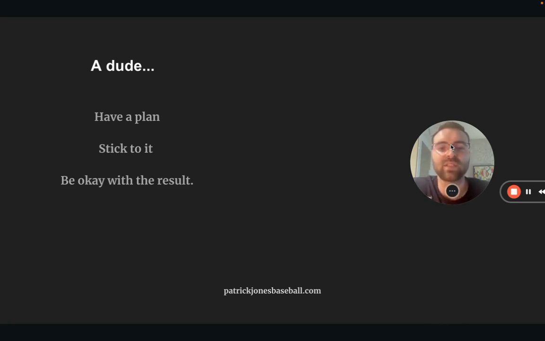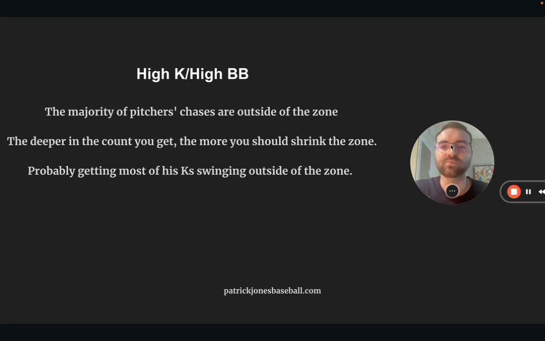And so that's how I would go about facing a dude: have a plan, and that's going to depend on what his stuff exactly is. We're going to go through an example of what that would look like a little bit later on in this episode. But those are the 3 types of pitchers that I would bucket: the lower end, the average, and then the best of the best, which would be a dude.